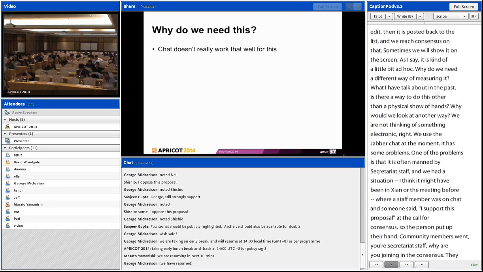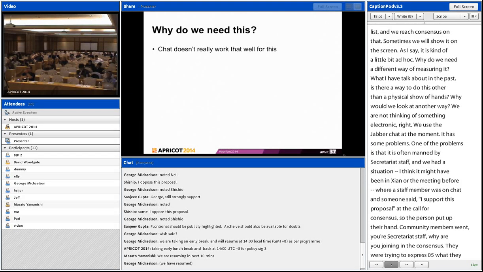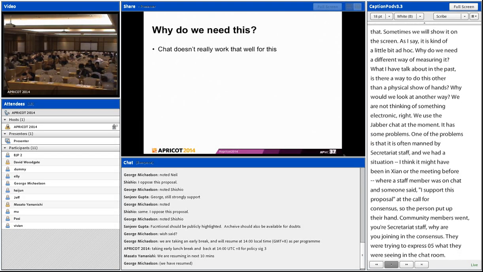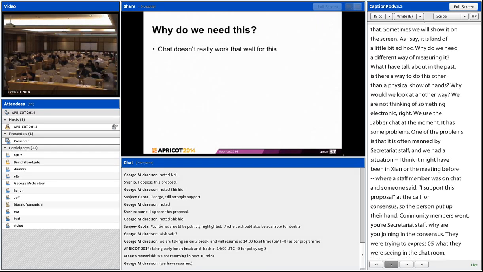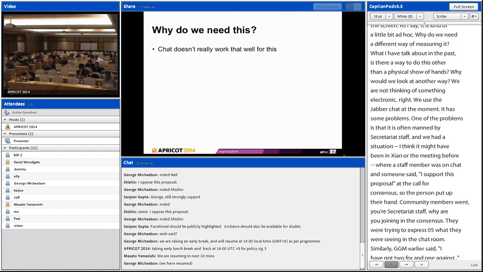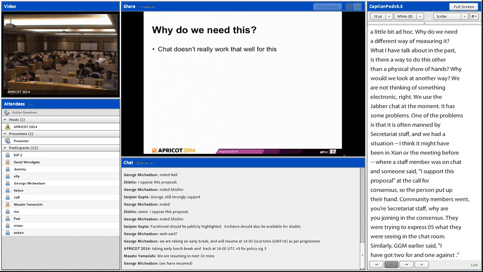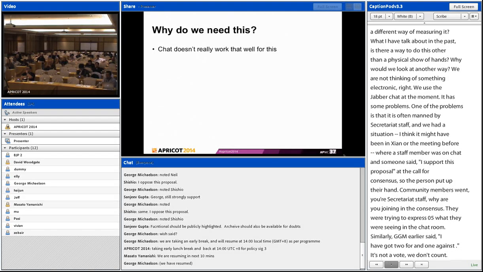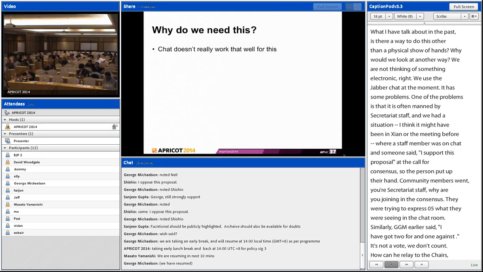Similarly, GGM earlier said, I've got 2 for and 1 against, I think it was. It's not a vote, we don't count. How can he relay to the chairs that I'm seeing some support, but not full support? There's got to be a better way to do this, right?